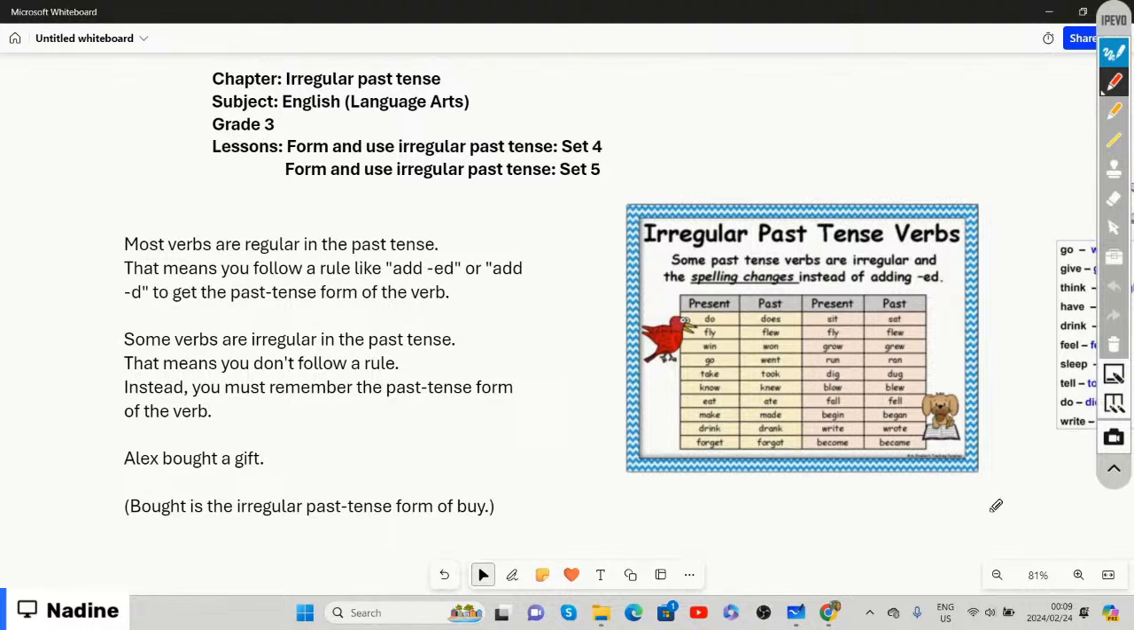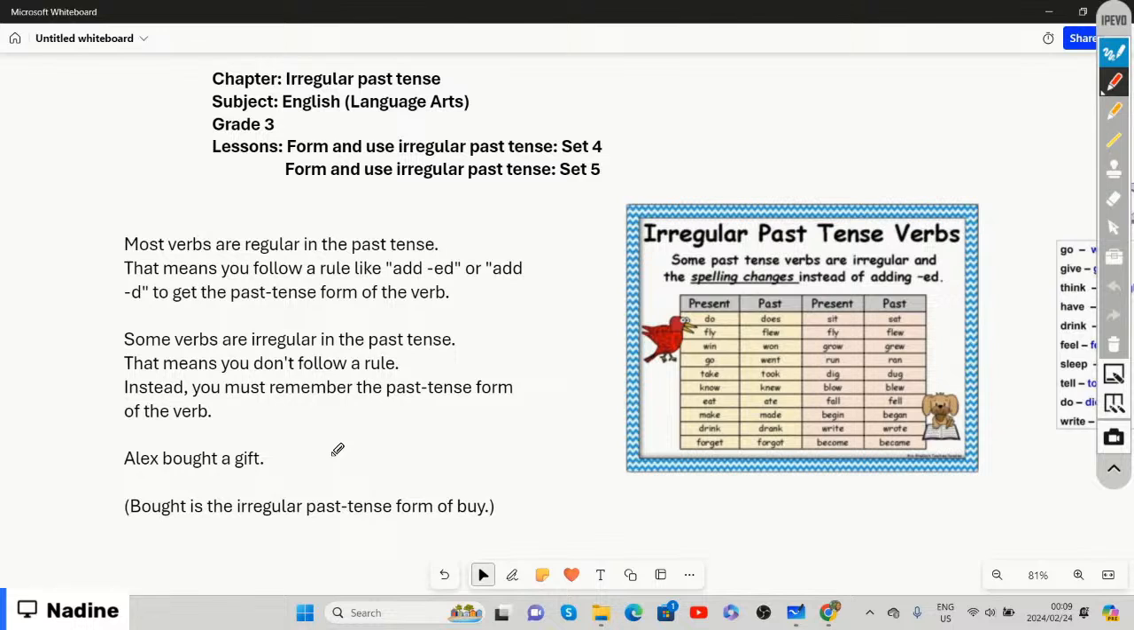All right. So most of our verbs, right, they are regular in the past tense. And when we say they are regular in the past tense, it means that they are following certain rules. It means that if we change a specific word to the past tense, then we either add an ed or we add a d to the verb, depending on if the word ends with an e or if it doesn't end with an e, for example, right?